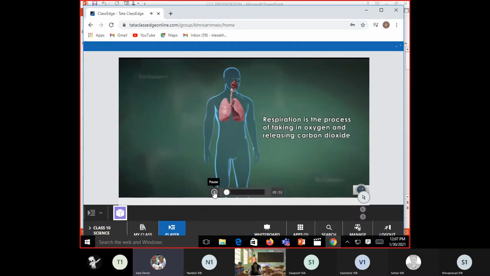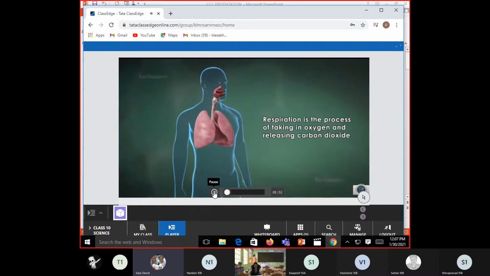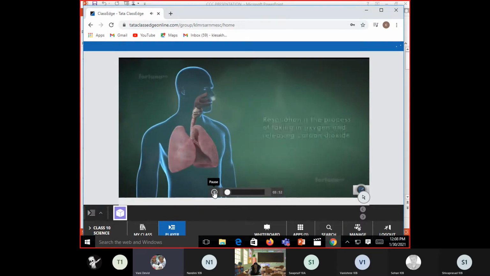Respiration is the process of taking in oxygen and releasing carbon dioxide. It is through this process that all living organisms take in oxygen that is necessary for the oxidation of glucose. Let's look at the path air travels as it moves through the respiratory system of animals. To follow this path, we will use the human respiratory system as our example.